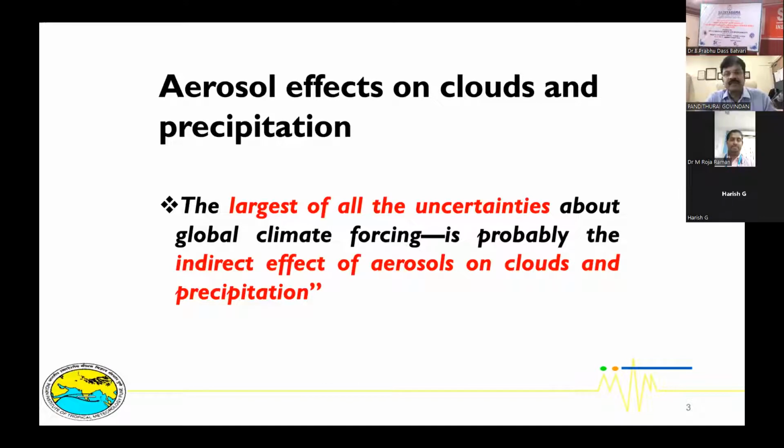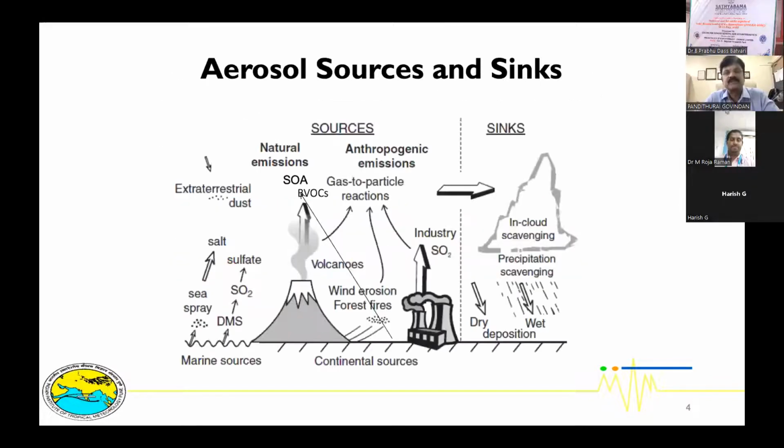So first of all, the largest of all the uncertainties about global climate forcing is probably the indirect effect of aerosols on clouds and precipitation. So that's what the current focus is: how to reduce the uncertainty in the effect of aerosols on the cloud microphysics and in turn precipitation.